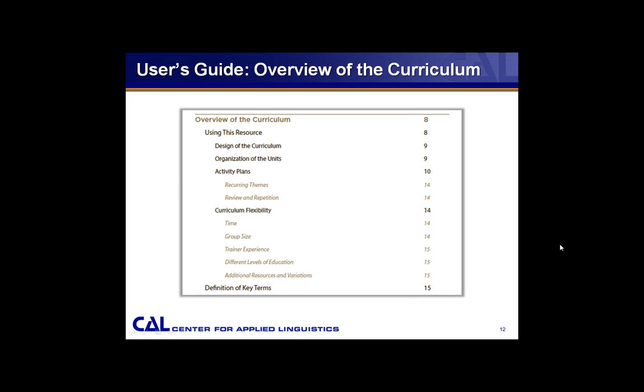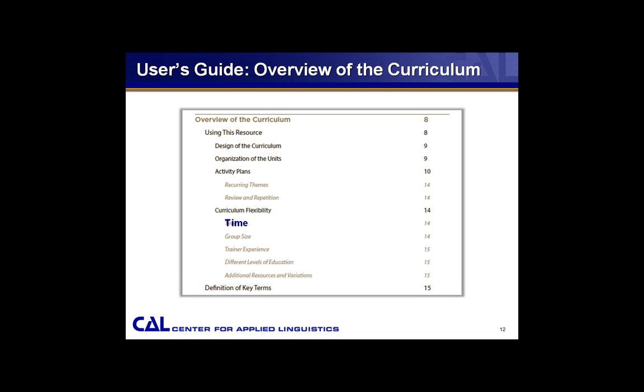An overview of the curriculum is offered, providing detail about using the resource and design and organization of the units. It talks about recurring themes, which include the goal of self-sufficiency, cultural adjustment and how it is an ongoing process, establishing realistic expectations, and the overarching importance of learning English. The overview also provides information about the flexibility of the curriculum, which I'm going to discuss more in depth during this webinar.